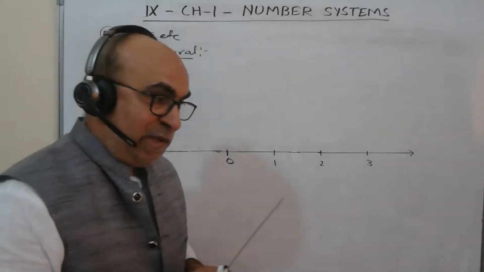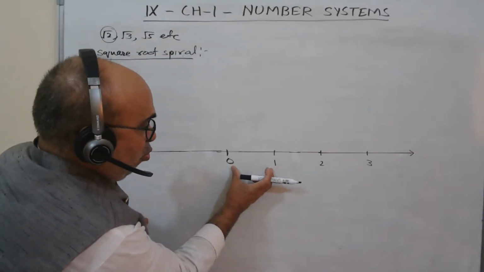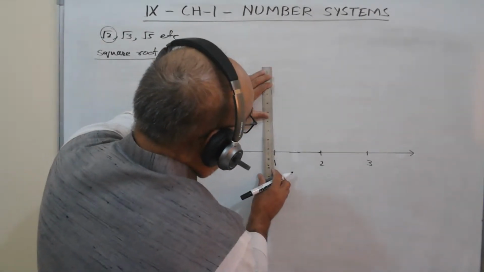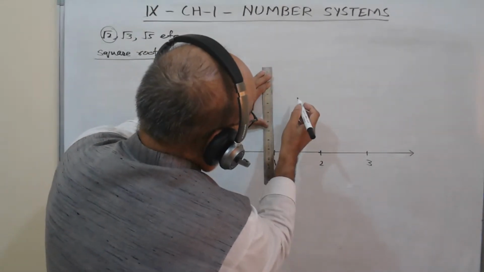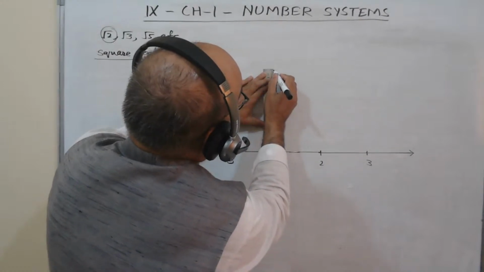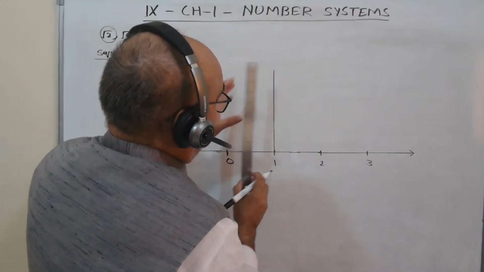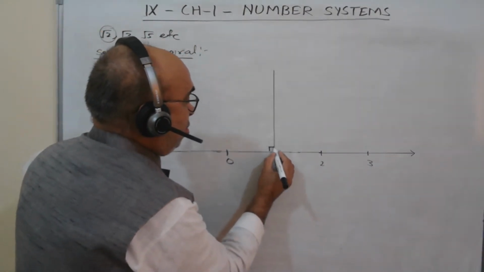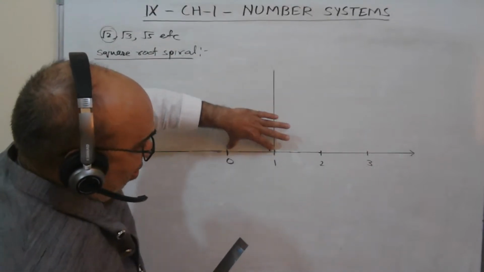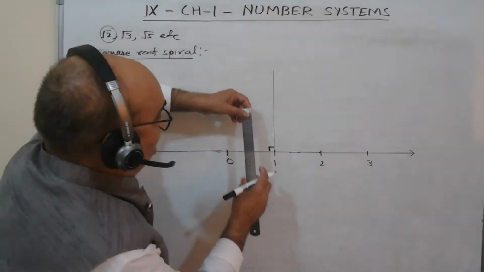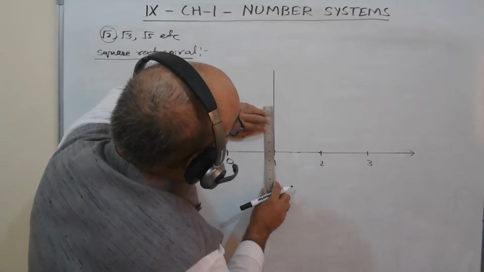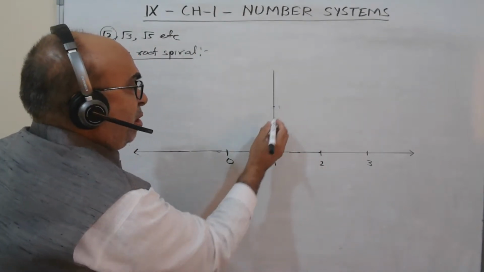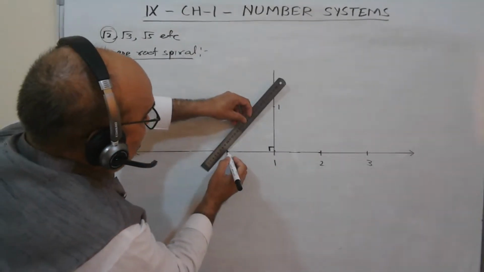number line. For that, this we took 2 centimeter. So here, with the help of a protractor, you have to draw a perpendicular line. The perpendicular line must be 90 degree. This is 1, but actually we took 2 centimeters. So here also I am going to take 2 centimeters. So this is 1, so I will say it is also 1. And then you join it.